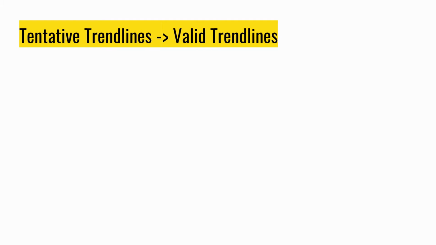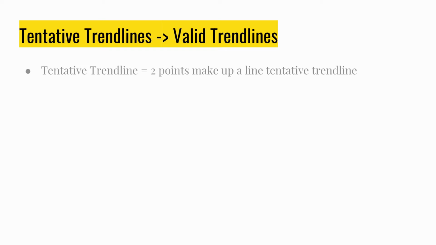Now that we got the rules out of the way, we can discuss the validity of a trend line. In the previous slides, we talked about a trend line only having to be made up of 2 points, whether that be 2 higher lows or 2 lower highs. This trend line is called a tentative trend line.